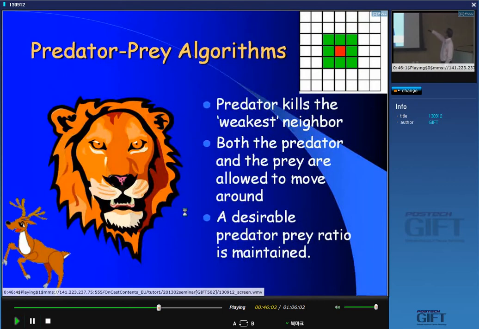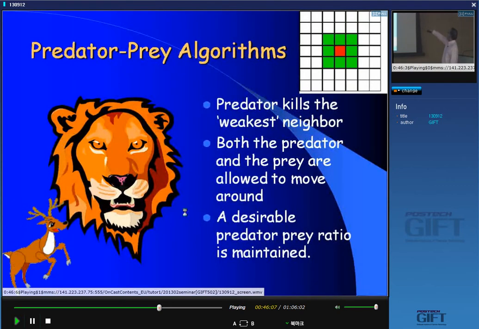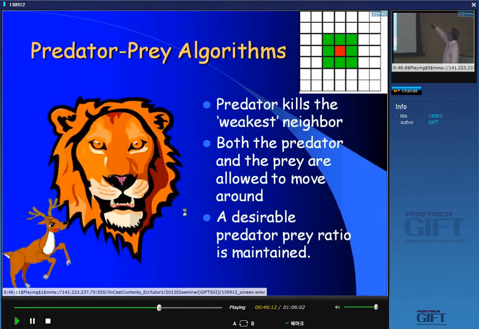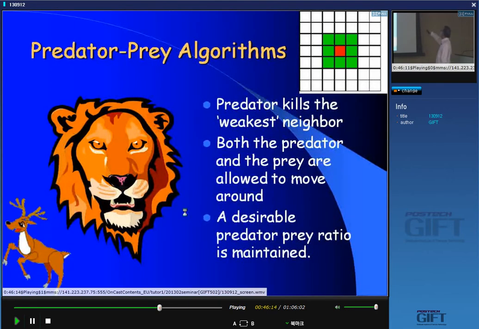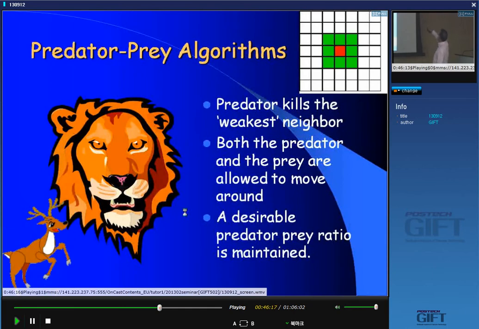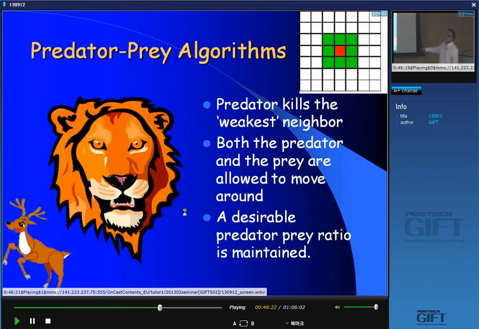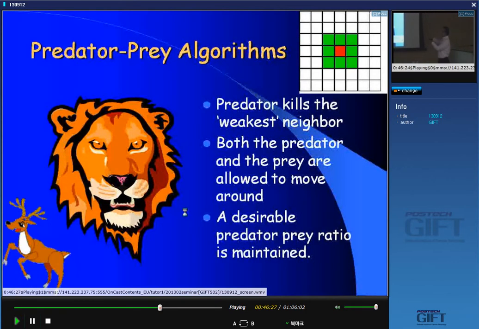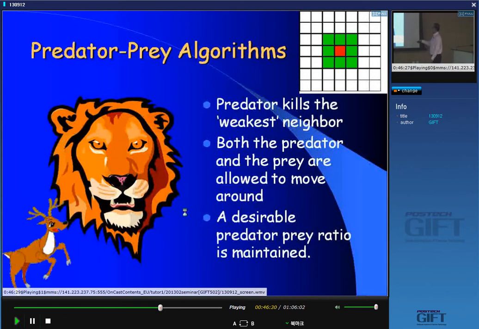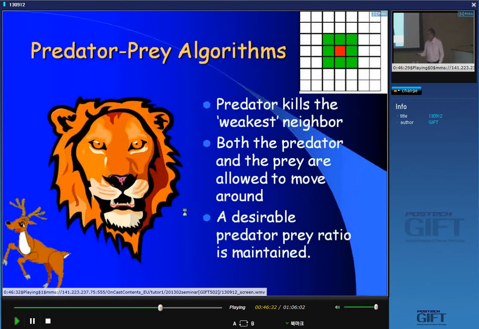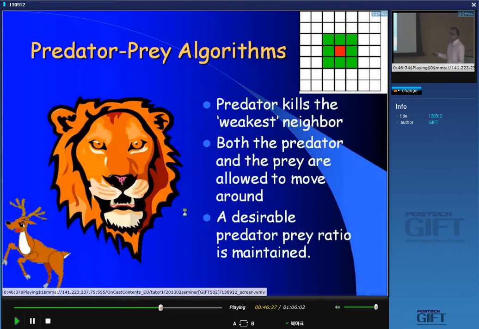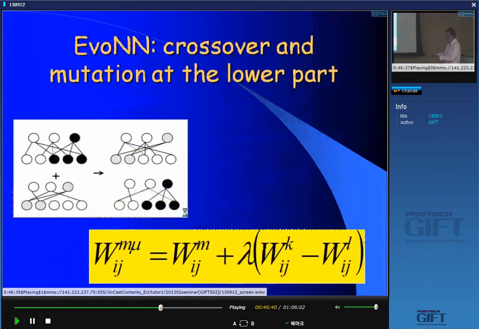Predator cannot kill everybody. It kills the weakest neighbor. If both the predator and prey are in just one place, then nothing moves. We allow them to move here in this lattice, following certain rules. And we do not allow them to simply annihilate everybody. We always try to maintain a target ratio, a desirable ratio between these two quantities. If everybody is killed, there is no solution, there is no optimization for me, right? And if nobody is killed, no optimization for me either. So I have to play with those things a little bit.